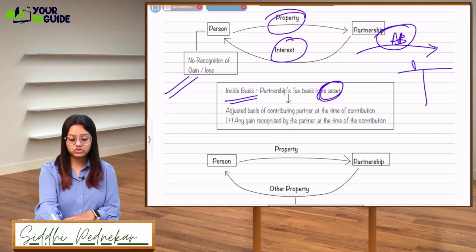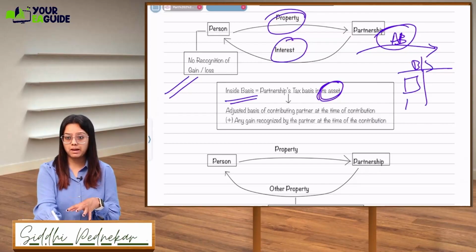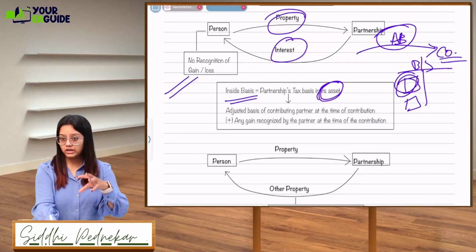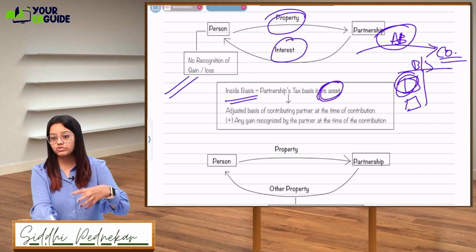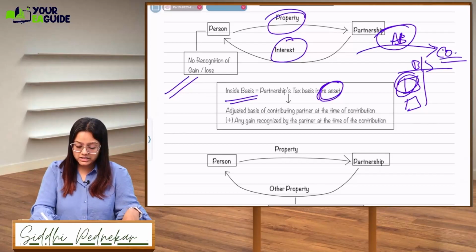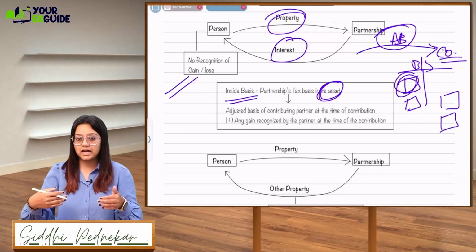When you check the balance sheet, there is a partner's equity account, the capital account. So this is the outside basis for a company. For a partnership firm, they are going to repay it back to the partner. So that is the outside basis. And whatever is the partner's basis in the asset, that is their inside basis.